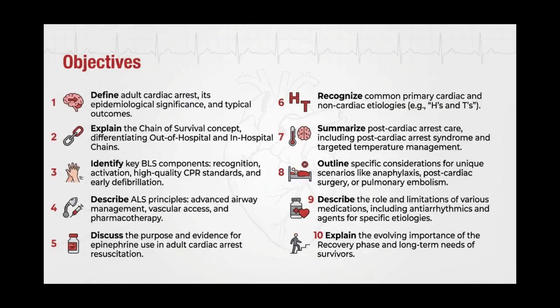By the end of this section, learners will be able to define adult cardiac arrest and describe its epidemiological significance and typical outcomes. They will explain the concept of the chain of survival, differentiating between the out-of-hospital and in-hospital chains. Additionally, learners will identify the key components of basic life support, which include recognition, activation, high-quality cardiopulmonary resuscitation standards, and early defibrillation. Furthermore, this section will cover the principles of advanced life support. This includes the role of advanced airway management, vascular access, and pharmacotherapy during cardiac arrest.